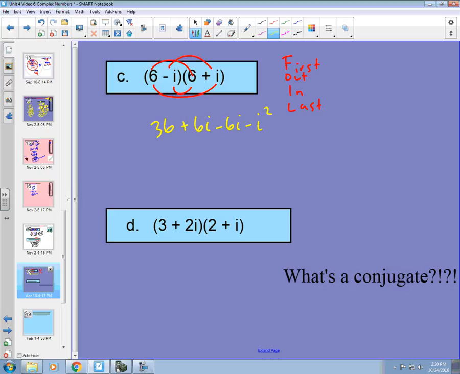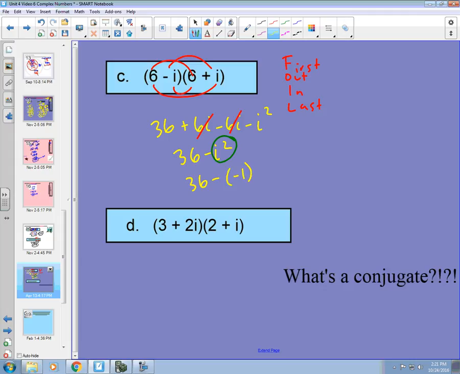Okay, now if you look, these two middle terms, 6i minus 6i, those end up equaling 0. Then what's left now is 36 minus i squared. Now, again, from first glance, it looks like we're done with the problem because those aren't like terms. But what do we know about our old friend i squared here again? i squared is equal to negative 1.